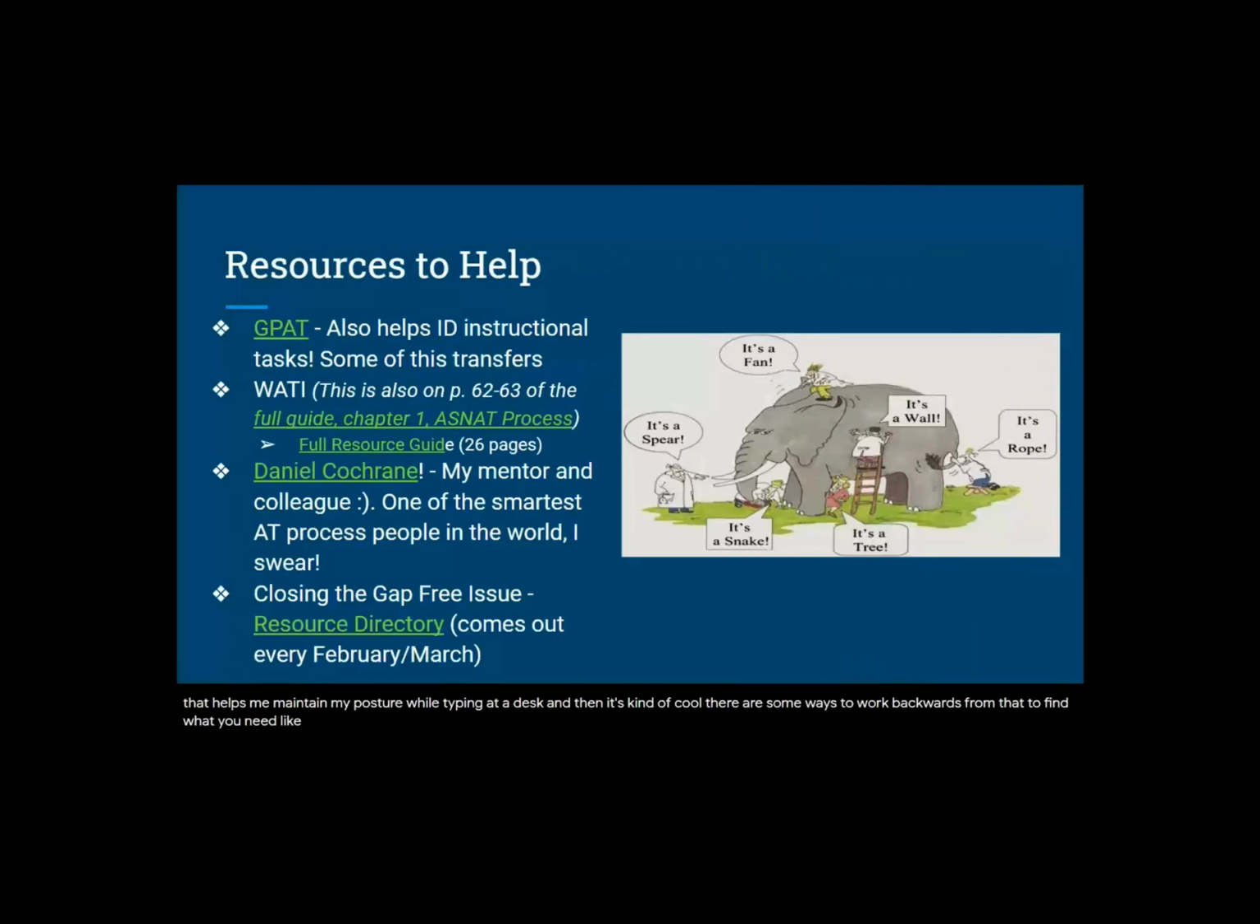These are some resources that I like to use. Even though some of these are school resources, I find that they can transition well into the workplace when you're looking at the foundational skills. The Georgia Project for Assistive Technology has some great resources where you can find types of tools. The ASNAT, which is also the WADI, has a full resource guide, 26 pages. If you want something impressive looking to put in your binder, that's a good one. Dan, I like to compliment him because I've learned so much from him.